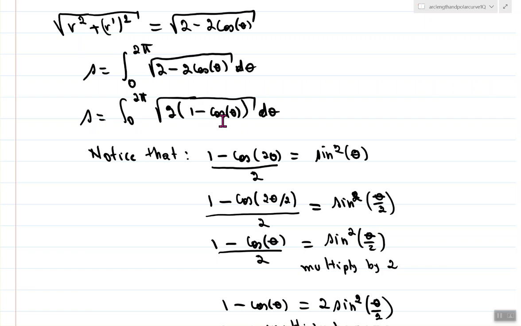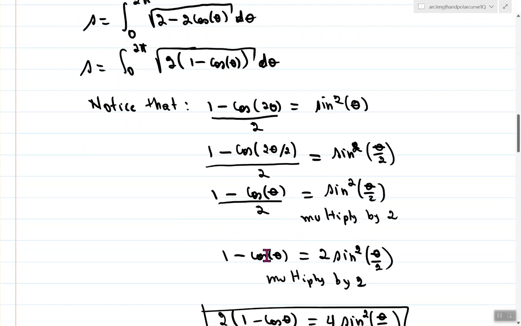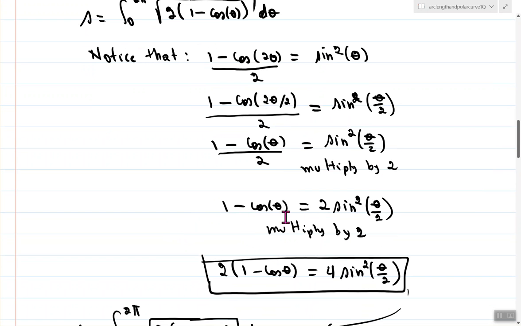Now we can see we have 1 minus cosine theta as a numerator. To get 1 minus cosine theta alone, I should multiply both sides of this equation by 2. So I get 1 minus cosine theta equals 2 times sine squared theta over 2. But we also have a 2 here, so to get 2 times quantity 1 minus cosine theta, I should multiply again both sides by 2. So I get 2 times quantity 1 minus cosine theta equals 4 times sine squared theta over 2. So this is going to go under the square root sign.